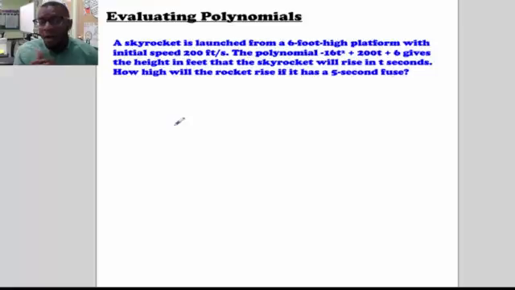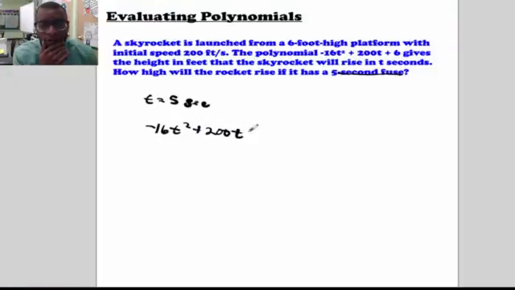And we want to know how high the rocket will rise if it has a 5-second fuse. Here, this 5-second fuse, or this 5 seconds, represents our time, which is t. In our polynomial, wherever we see t, we're going to replace it with that value of 5. So negative 16 times 5 squared plus 200 times 5 plus 6.